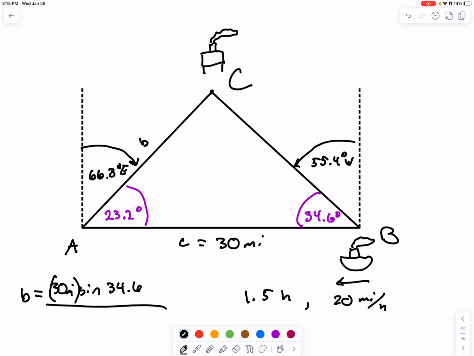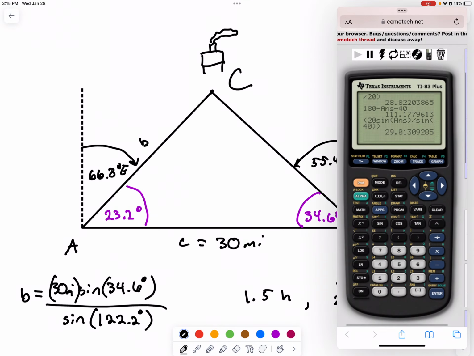Hey, Google, what's 180 minus 23.2 minus 34.6? 180 minus 23.2 minus 34.6 is 122.2. Okay. So at that second reading, this calculation should give us the distance of the boat from the oil rig at the second reading. Okay. Clear. So we'll do 30 times the sine of 34.6.